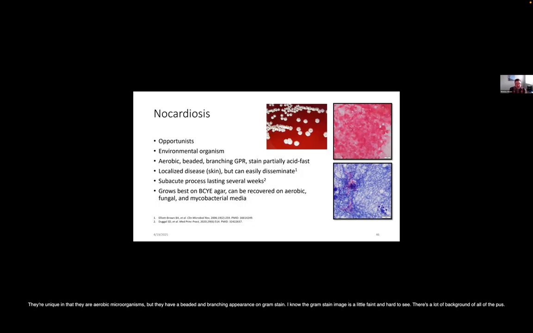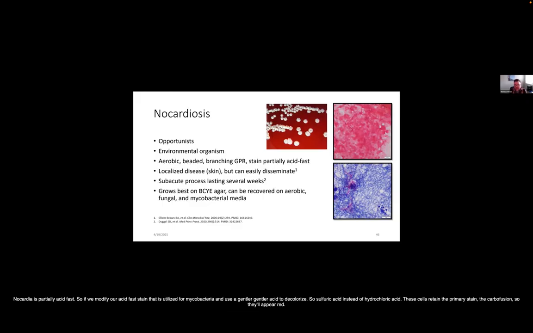They're unique in that they are aerobic microorganisms, but they have a beaded and branching appearance on gram stain. I know the gram stain image is a little faint and hard to see. There's a lot of background of all of the pus, but hopefully you can appreciate in this upper area all of this faint purple staining. This isn't staining artifact, and they're not gram-positive cocci in chains, but this highlights the filamentous branching appearance of Nocardia on gram stain due to the imperfect uptake of the crystal violet.